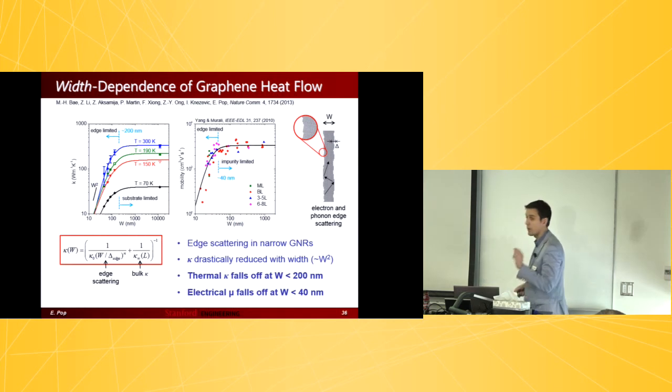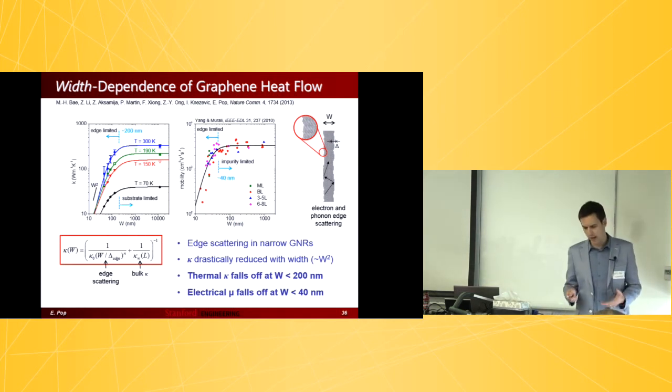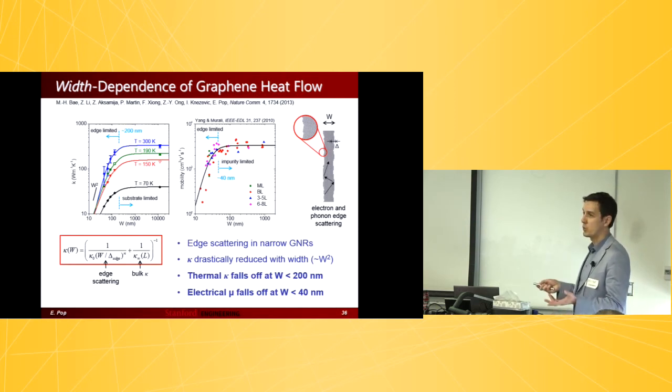And then the other thing is the width dependence. The width dependence is maybe a little bit more classical, in the sense that if you have ribbons, they have edges. When you etch these ribbons, the edges are not perfect because we etch these by oxygen plasma, right? And so the thermal conductivity is going to decrease as a function of width. The thermal conductivity falls off at widths less than about 200 nanometers. So when these ribbons are narrower than 200 nanometers, the thermal conductivity drops precipitously as W squared. If it's above that, it's limited by scattering with the substrate. Very similar stuff is seen electronically, except the mobility seems to fall off for widths below 40 nanometers.